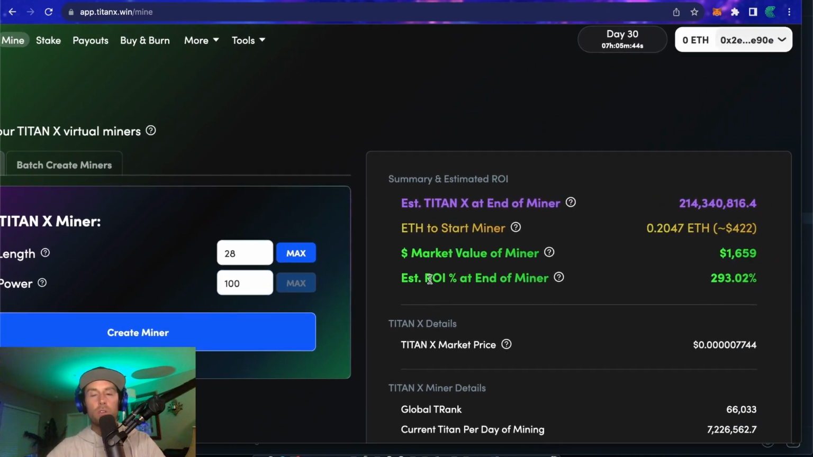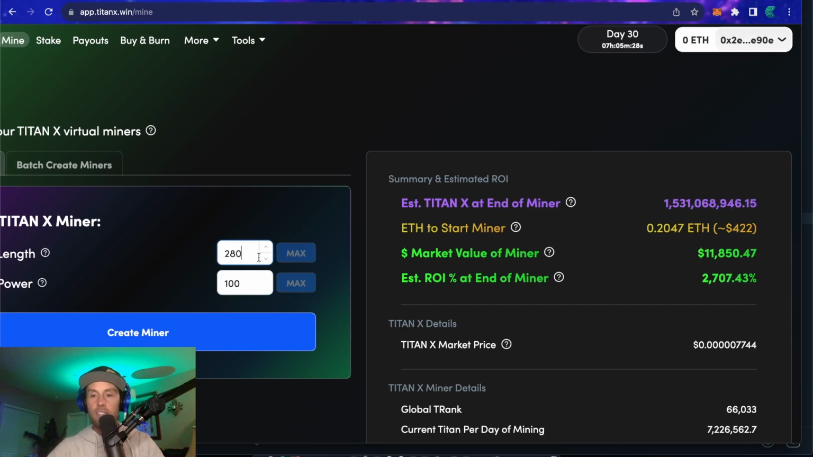And you can even take a Google Sheets or an Excel, and you can just type in the cost of your ETH, so 422 divided by 214 million, or if you're going to go for a max length one, whatever the number is there, just divide that.